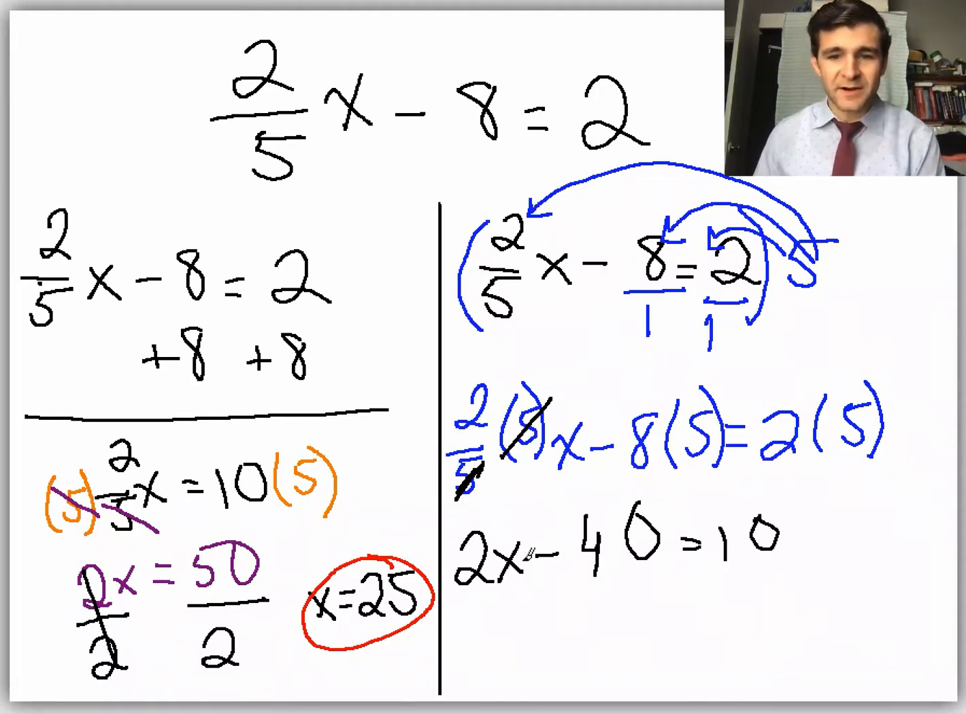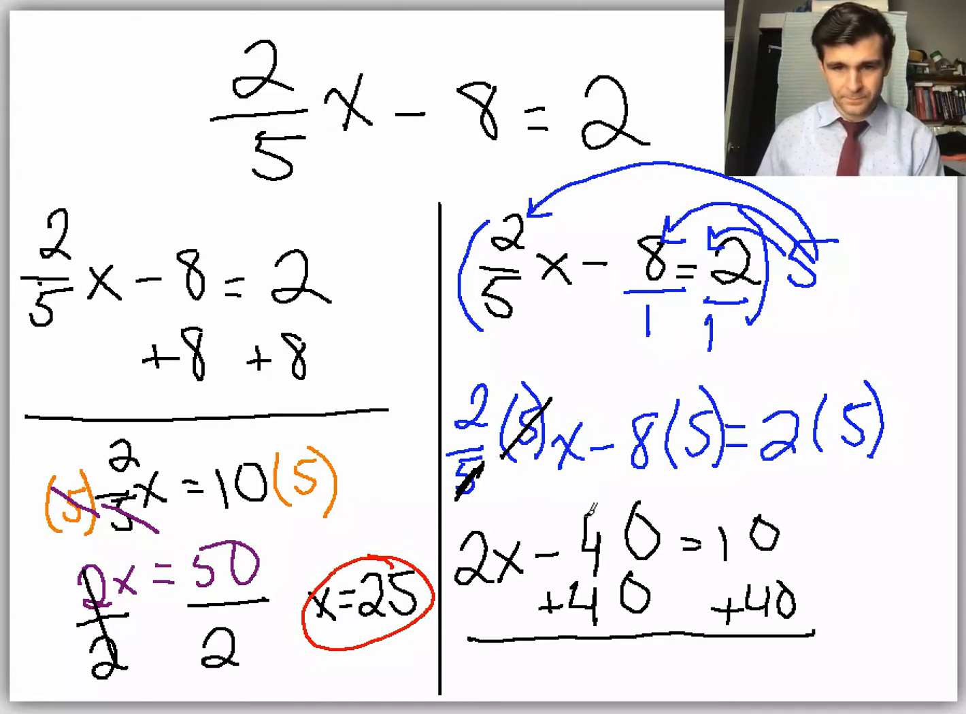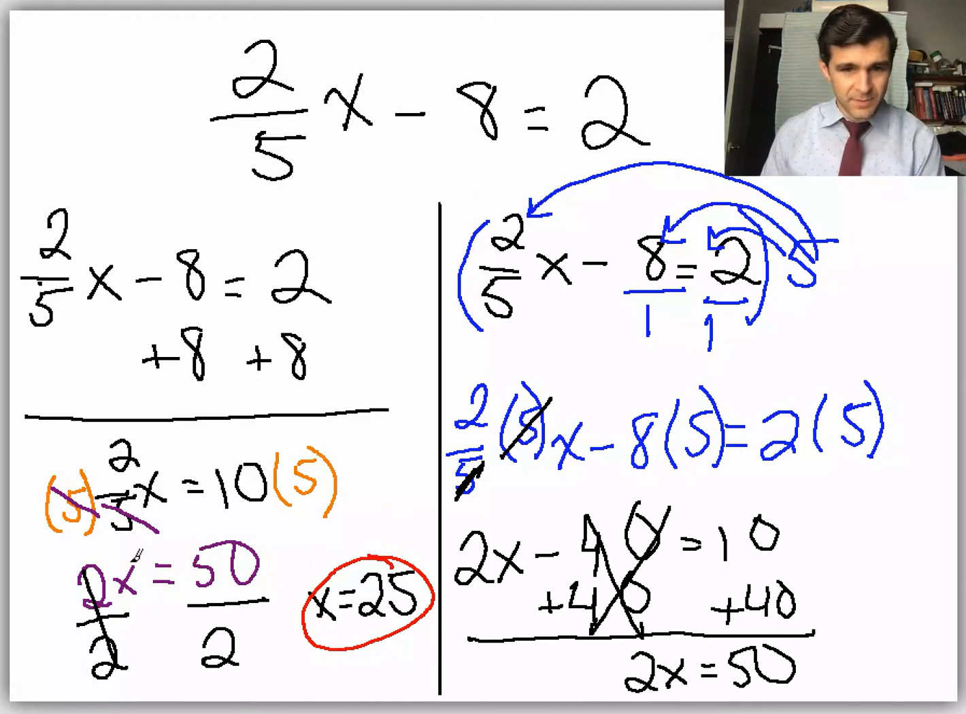So from here, this is a pretty quick equation we can do. Plus 40 on both sides, plus 40 on both sides. Those cancel out, and I'm left with 2x is equal to 50, which is the same as what we had over here. So that means I know that x is equal to 25.